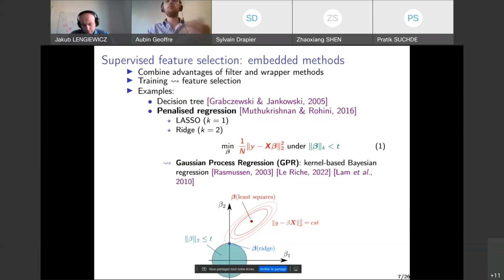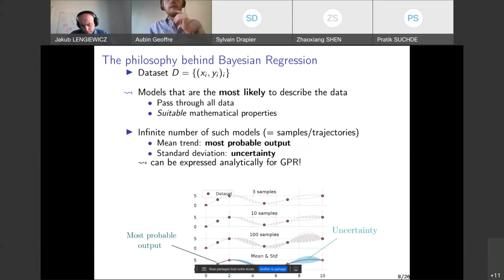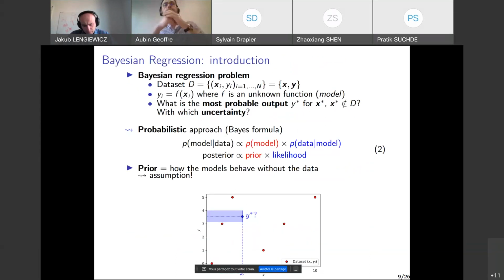I don't know if you are familiar with Bayesian regression, Bayesian modeling, so I've decided to start from the beginning, explaining the mathematical groundings. The problem of Bayesian regression is the following. We start from a dataset composed of (X, Y) pairs, and we assume that there is a function that allows us to go from X to Y. It's basically our model. The question is: if I take a new input X star that doesn't belong to the dataset, what will be the most probable outputs and with which uncertainty?